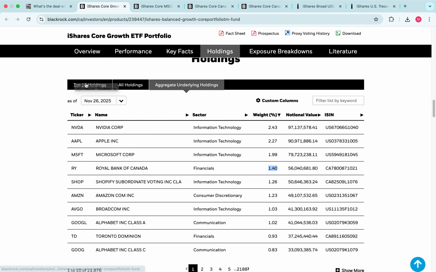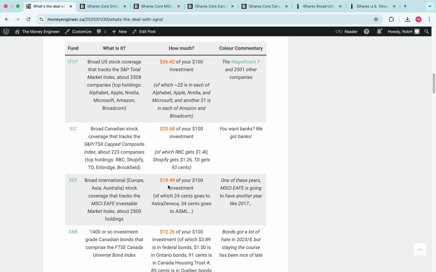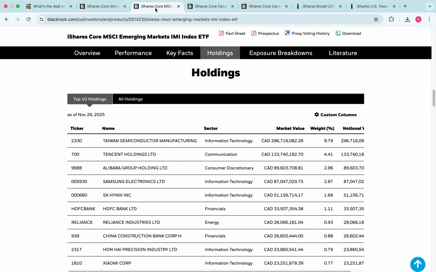So going back to XGRO and the top 10 holdings of XGRO, XEF weighs in at 19.49%, which corresponds to $19.49 of your $100 investment. Here, the contributions are getting a little bit smaller, but I did the work for you, and I found ASML at 34 cents, AstraZeneca at 24 cents. That bumped out SAP, in fact, in the matrix here. If you want to get a better look, it's better to go to XEF itself.